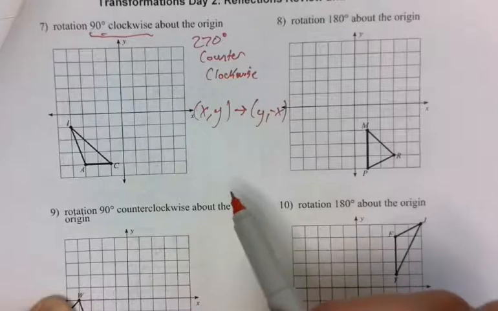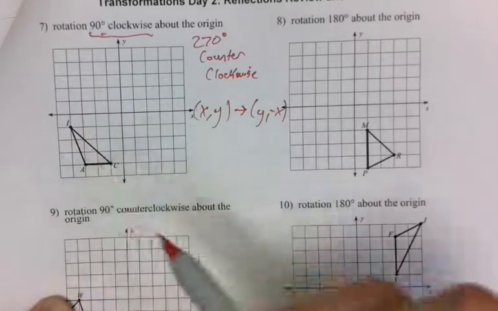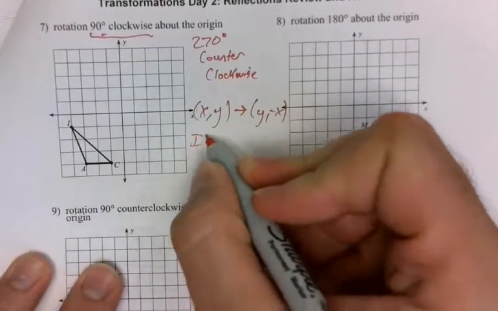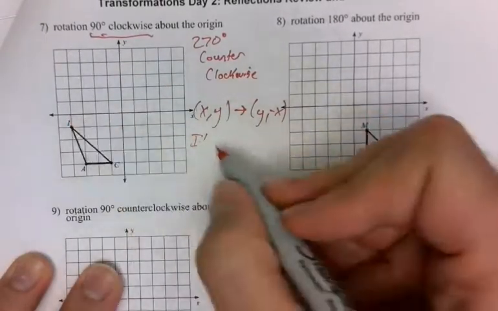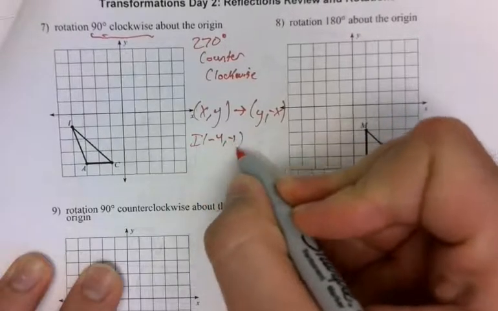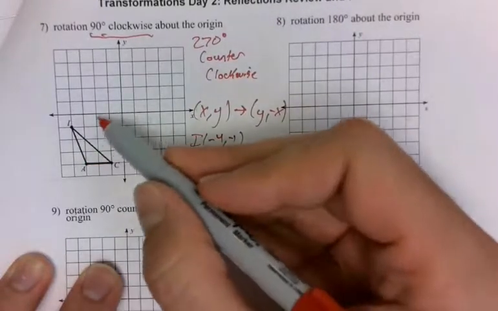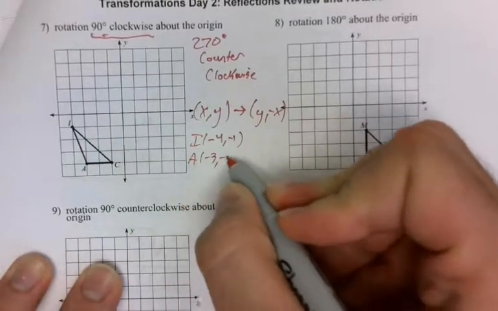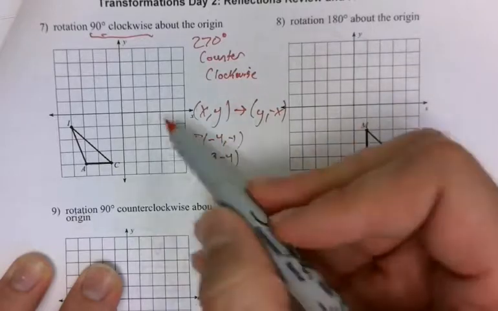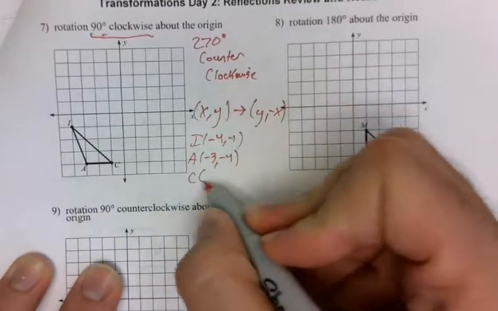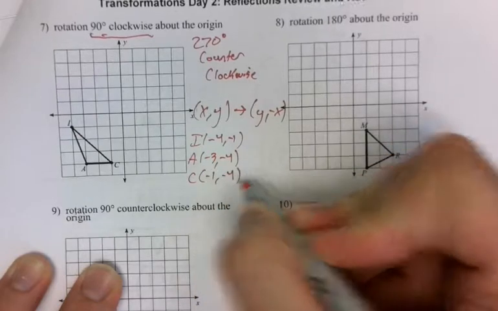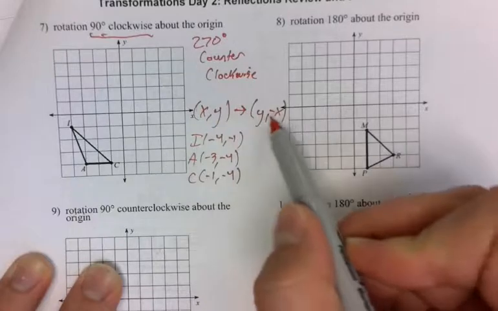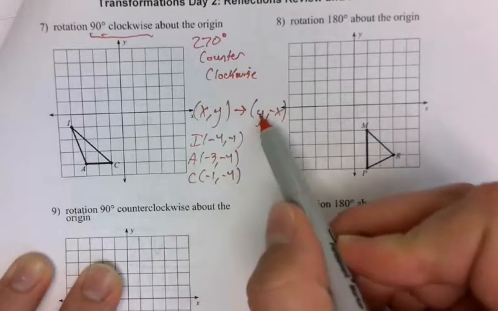So I'm actually going to show you how you would do that with this problem here. So for point I, I'm going to go ahead and list the points first. I is (-4, -1). A is (-3, -4). And then C is (-1, -4). So the first thing I know is that they switch positions. So the x goes here, and then the y goes here. So we're going to switch them.